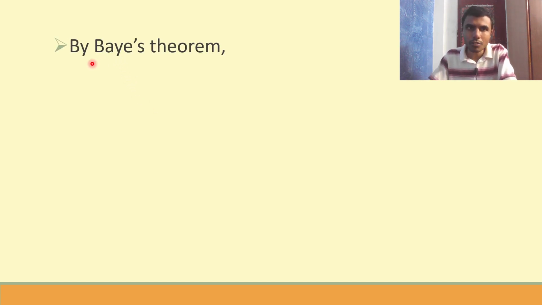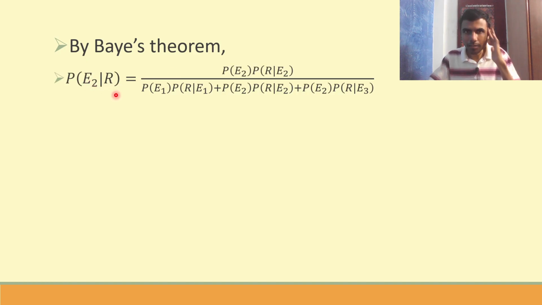Fine. So by Bayes theorem, P of E2 given R is nothing but P of E2 into P of R given E2, divided by P of E1 into P of R given E1 plus P of E2 into P of R given E2. Since I'm a bit lazy, I call it as by, but it's like given.